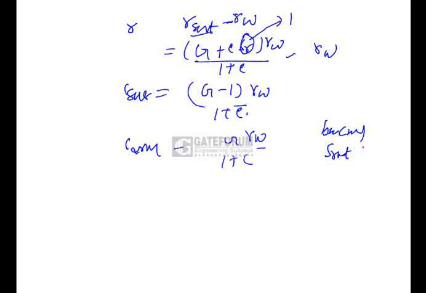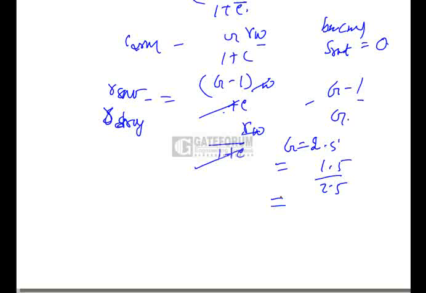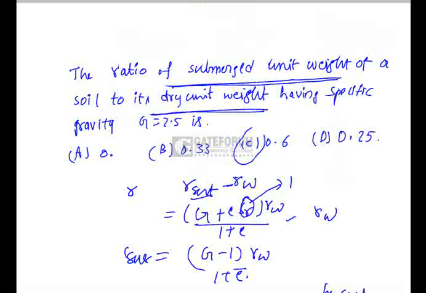because the saturation coefficient is going to be 0. So gamma submerged by gamma dry is going to be (G minus 1) into gamma W by 1 plus e, by G gamma W by 1 plus e. So from here, G minus 1 by G. We know the value of G is going to be 2.5. Now we substitute 2.5, 1.5 by 2.5. What is the value? Answer is 0.6. So option C is correct.